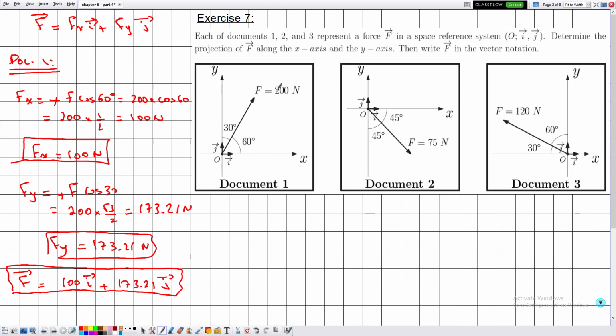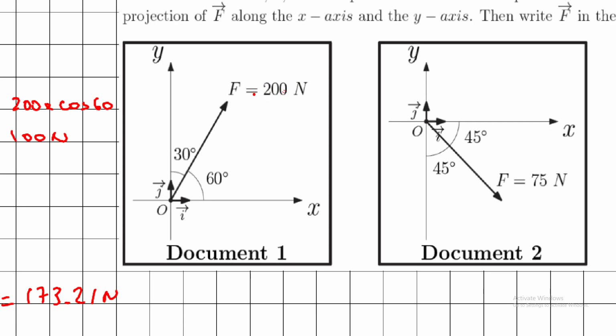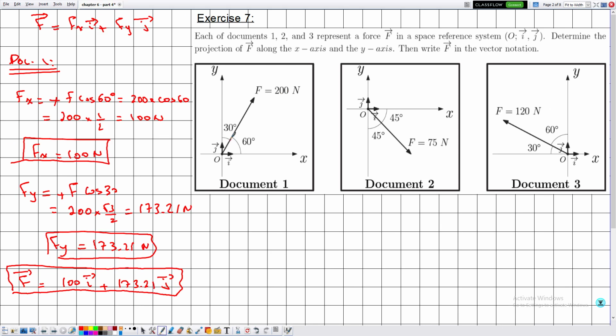Notice that in this document the magnitude of F is given, in addition to the line of action and the direction. So all the properties, the point of application, the line of action, the direction and the magnitude of the force F are given. So whenever these properties are given and a reference system is chosen, we can write F simply in the vector notation.